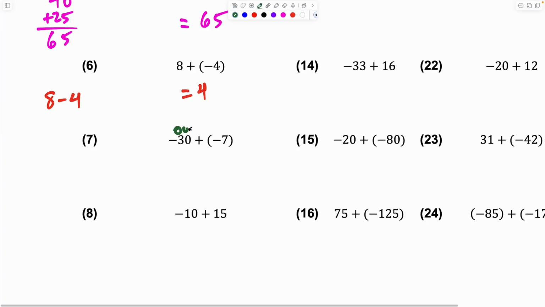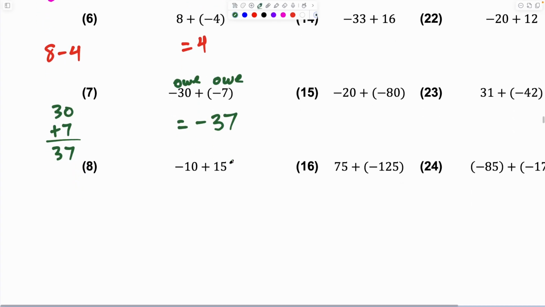Think of this once again as debt. You owe $30 and then you add $7 more of debt. So let's just do this on the side. 30 plus 7 is 37. However, we are in the negative. If we owe $30 and then we add $7 more of debt, then we owe $37. So we have negative $37 to our name.